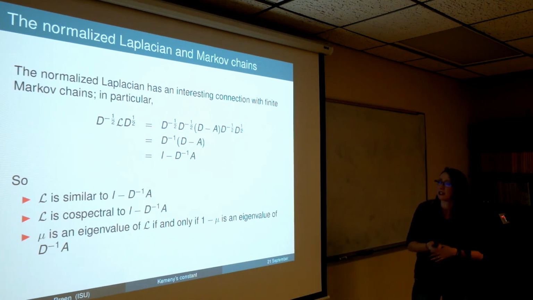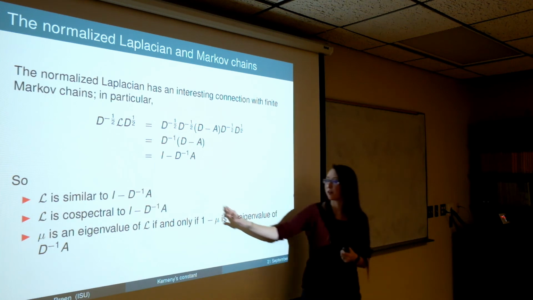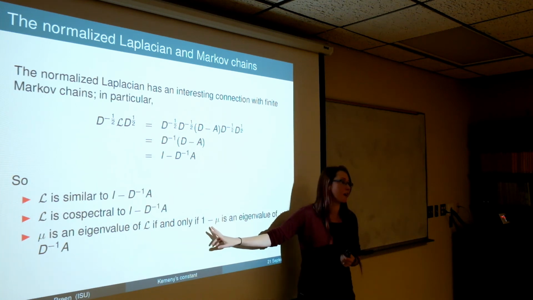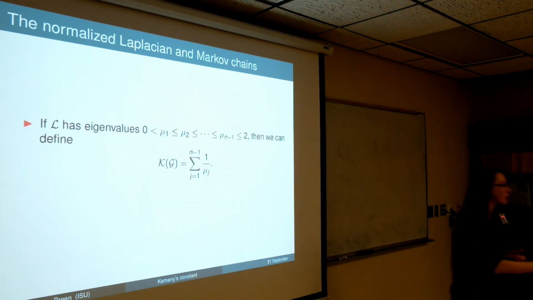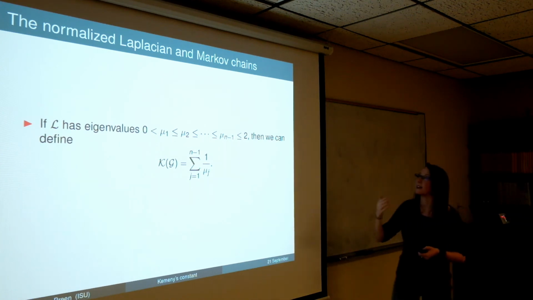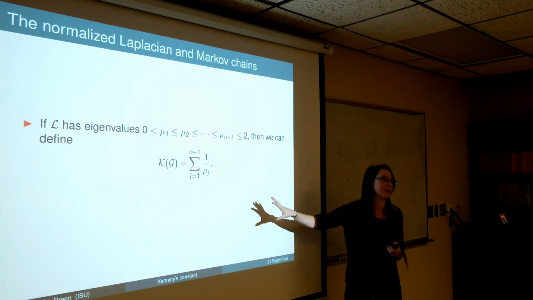So what this means is that rather than write Kemeny's constant for the random walk on a graph in terms of eigenvalues for the transition matrix, I can actually write them down in terms of eigenvalues for the normalized Laplacian. So there's this lovely connection with spectral graph theory. And there's not been a lot done with this yet. I'm quite excited about doing some stuff with this.